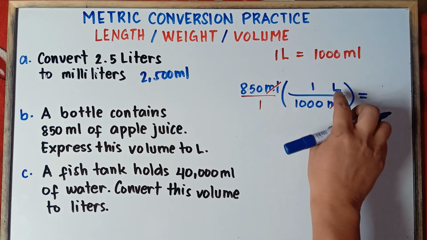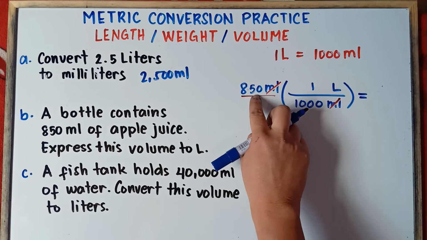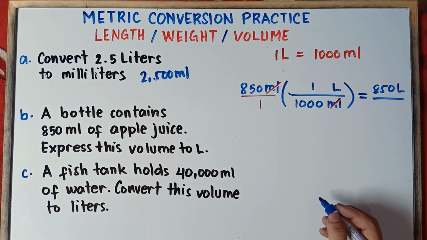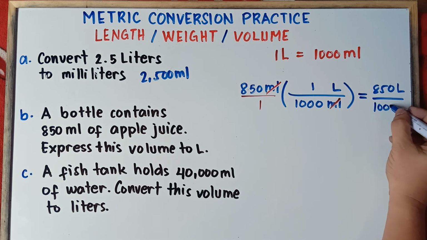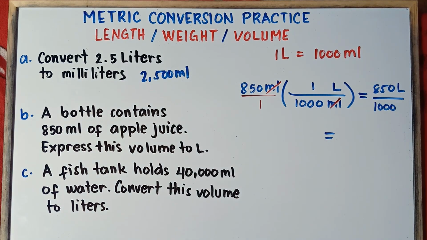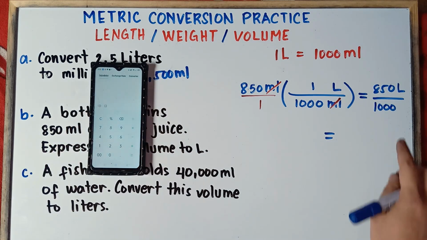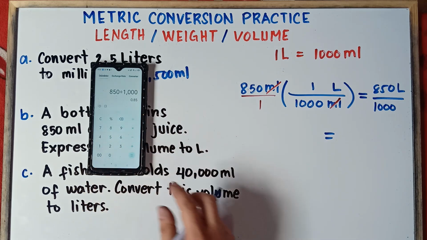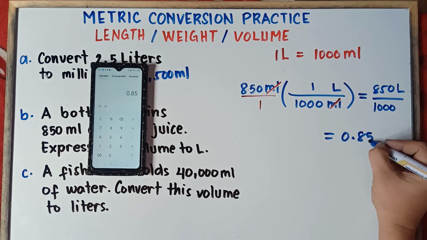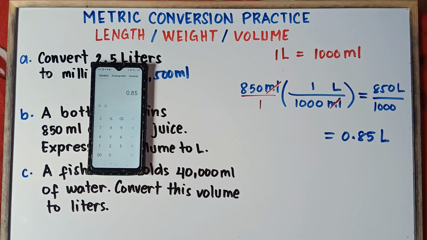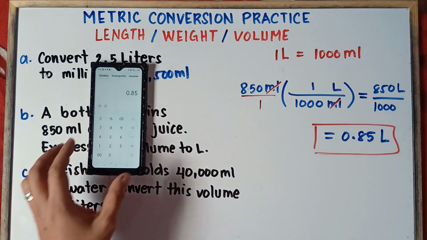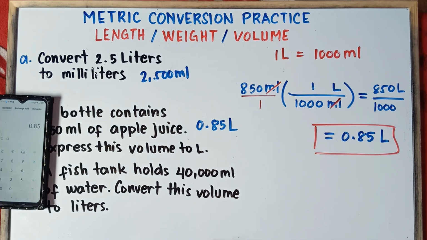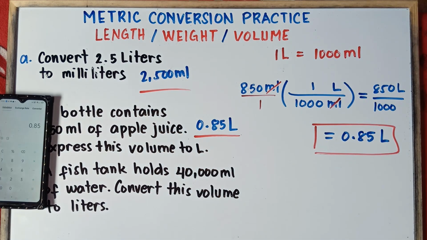And then simply multiply the numerators and the denominator. So 850 times 1, that would be 850, do not forget the units, liters. Divide 1 times 1,000, that is 1,000. Alright, and then simply divide, class. So once again, simply divide this one. 850 divide 1,000. Alright, divide 1,000 and the answer is 0.85. Do not forget the units, liters. That's it, class. That's the answer for letter B. The answer is 0.85 liters. Easy as that, class. Alright, so that's the answer for letter B.